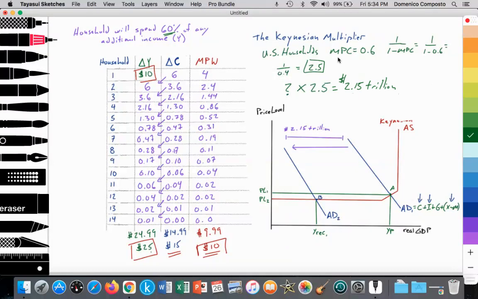Okay? So if economists can calculate the propensity to consume, then they'll have an idea of what the injection by the government should be. If the multiplier is 2.5, then we can take 2.15 trillion divided by 2.5, and that will give us what the injection should be. And that works out to 860 billion. So this amount would be $860 billion of government transfer payments to the household, which will multiply 2.5 times to achieve $2.15 trillion of total spending to close this gap.